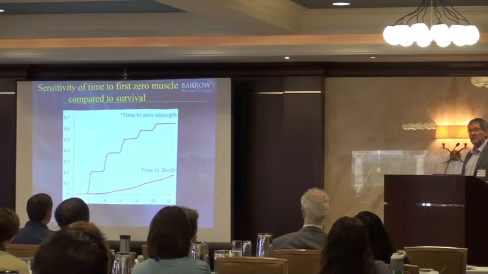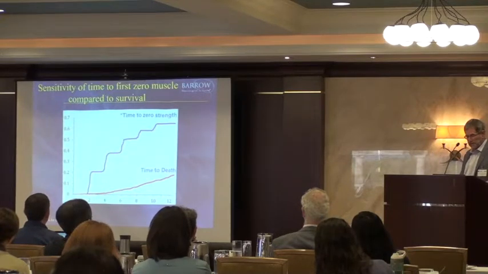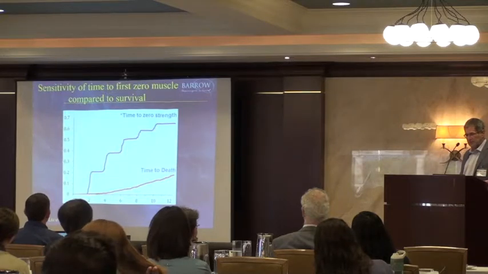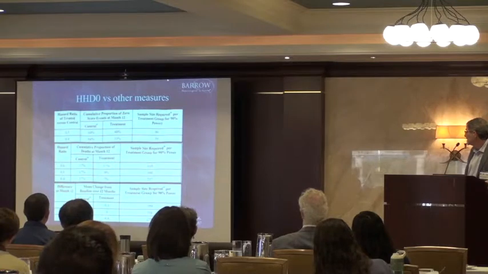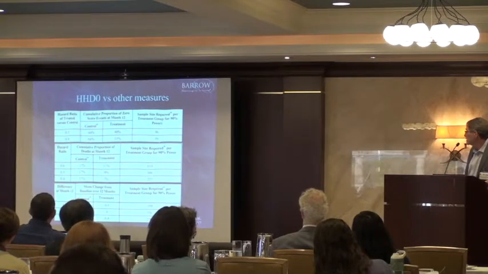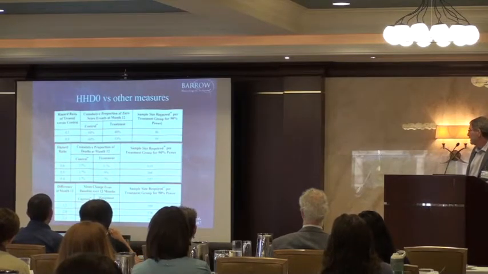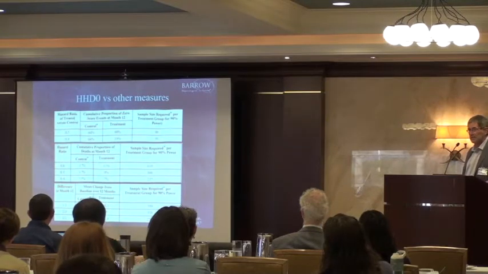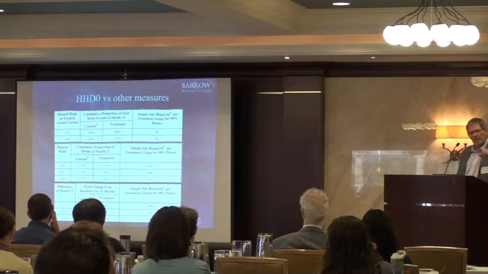And the power of a discrete endpoint like this is determined by the number of events you can record. And it turns out that if you use this endpoint, this time to first zero, I don't want to belabor this table, except to say that you potentially could do a study with a very small number of patients, about 60 patients per group, as compared to about 200 patients per group if you just looked at the changes in slope. So how you look at an endpoint has a great impact.